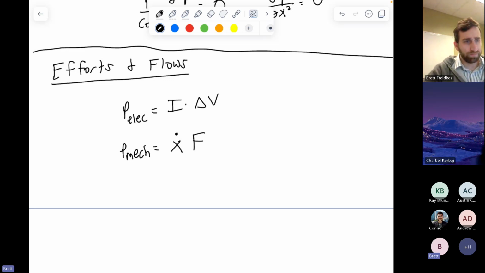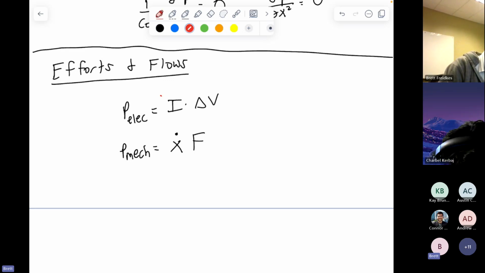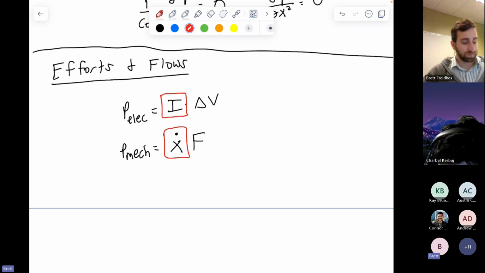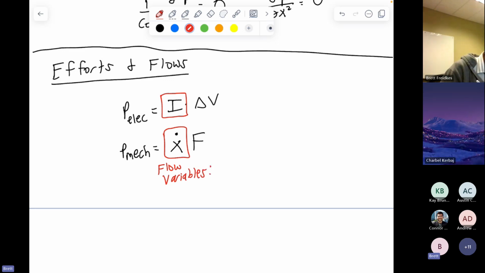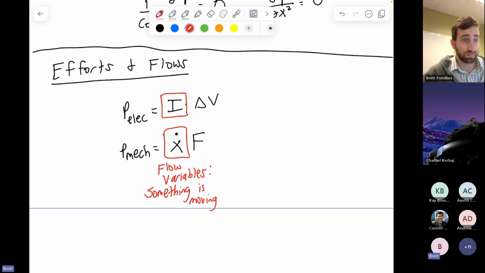What's interesting is that if you look at this, we have I and x dot, where I flows through something and x dot is describing the motion of something, like the object moving back and forth. These are what we call our flow variables. And we'll say that something is moving in that situation. And that's correct.